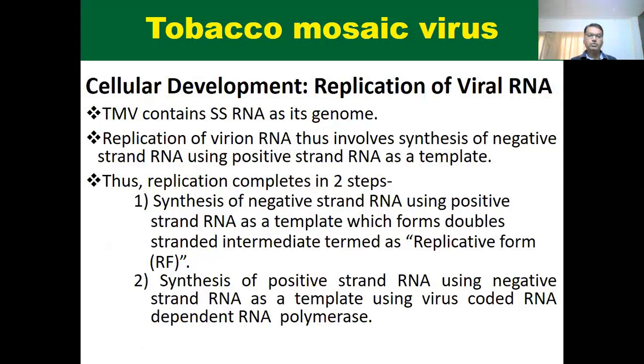Cellular development. Now TMV contains single stranded RNA as genome. Okay, nucleic acid हा single stranded RNA मध्ये आहे. That is called तो स्वतःचा जो RNA आहे ओरिजिनल RNA स्वतःचा त्याला पॉझिटिव्ह RNA म्हटलेला आहे. ओके, जो ओरिजिनल TMV व्हायरस मधली जो काही RNA आहे त्याचा that RNA single strand RNA is called positive strand. That is called positive RNA. Okay, so replication of virion or virus RNA thus involve synthesis of negative strand using positive strand as a template.